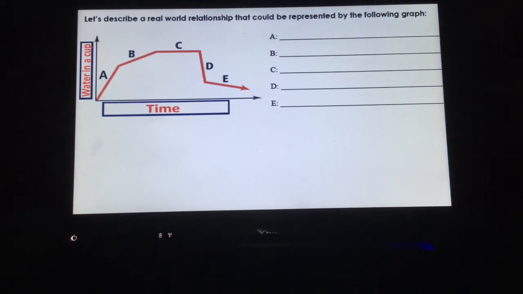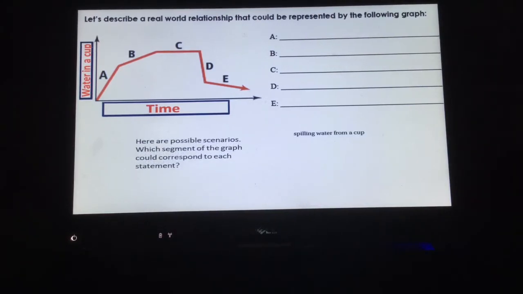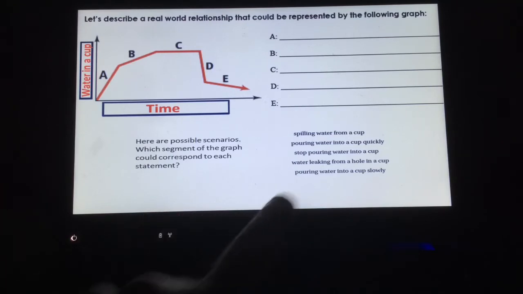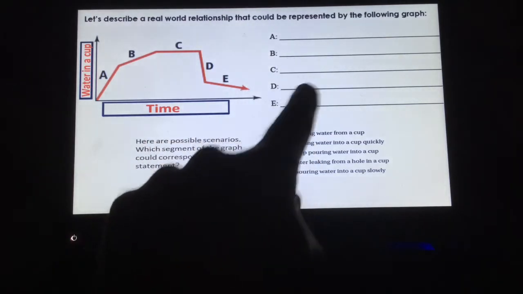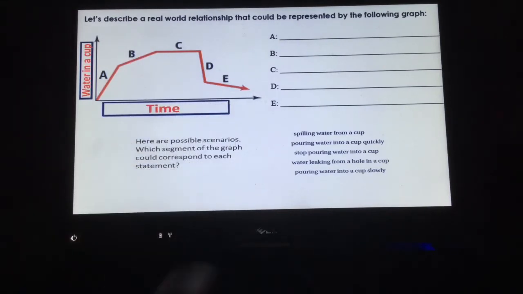All right, so here are the five choices. We got spilling water from a cup, pouring water into a cup quickly, stop pouring water into a cup, water leaking from a hole in the cup, and pouring water into a cup slowly. Now you have to try to figure out which one of these five go into the A, B, C, D, and E. Go ahead and do that right now, and then we'll talk about it.